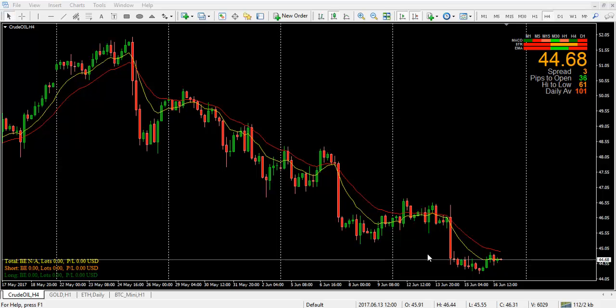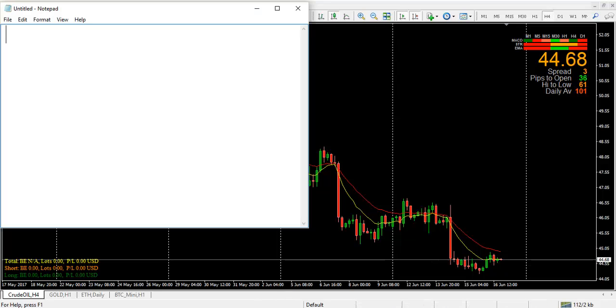Let us get into trading strategy number one. This is a very simple strategy. It is the double moving average cross, and this is what you need. Indicators that are required are now the 10 EMA and the 20 EMA. Okay, the 10 is gonna be your yellow and the 20 is gonna be red.